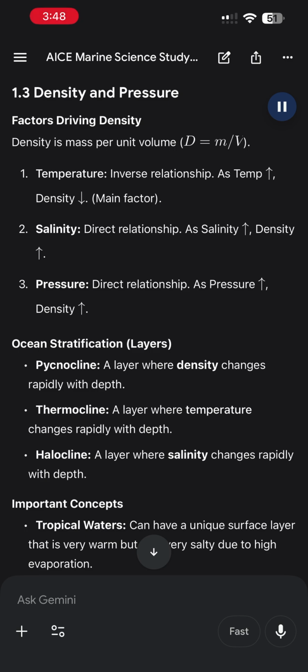Ocean stratification, layers. Pycnocline: a layer where density changes rapidly with depth. Thermocline: a layer where temperature changes rapidly with depth. Halocline: a layer where salinity changes rapidly with depth.